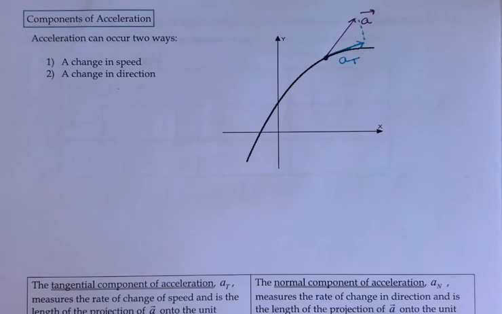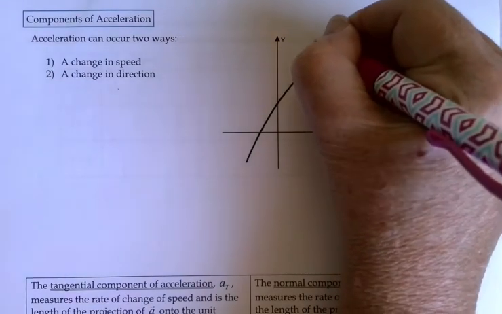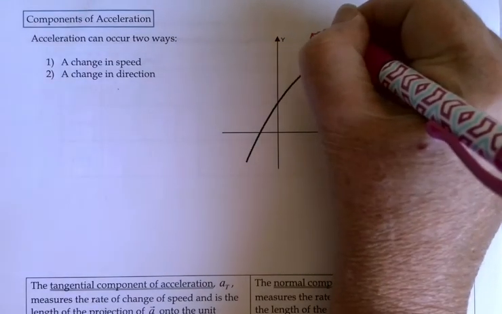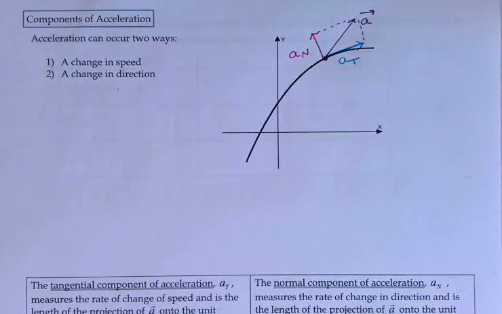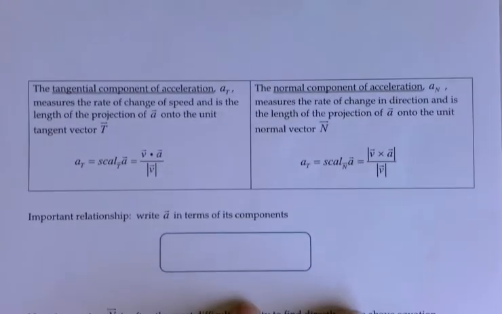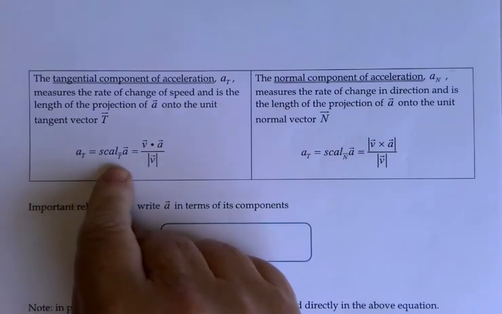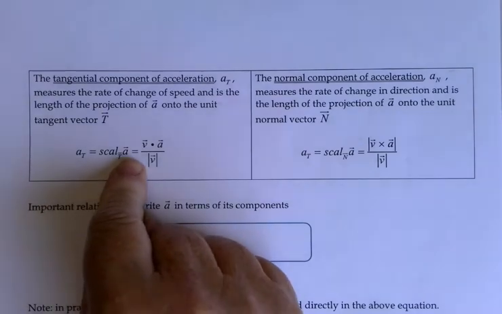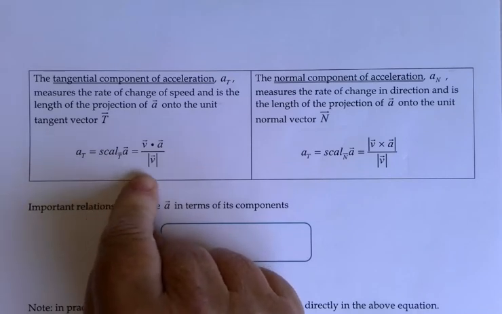We could also say how much of the acceleration is due to a change in direction. That would actually be the projection of the acceleration vector onto the unit normal. We call it a sub n. And our definitions of a sub t and a sub n are right down here. A sub t is the scalar component of the projection of a onto the unit tangent. We can calculate that by finding v dot a over the magnitude of v.